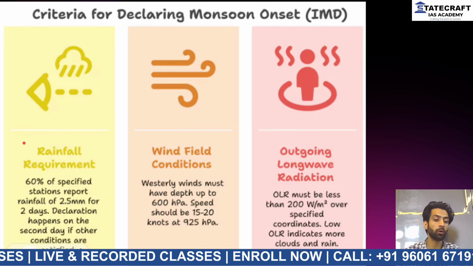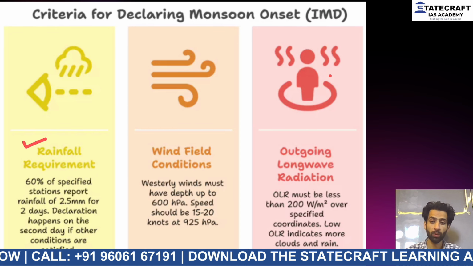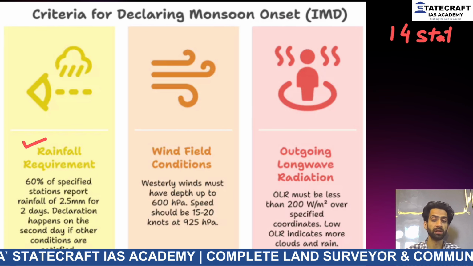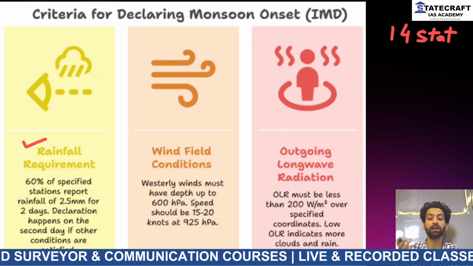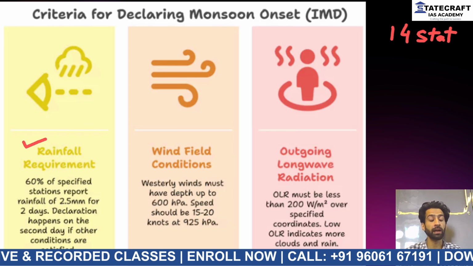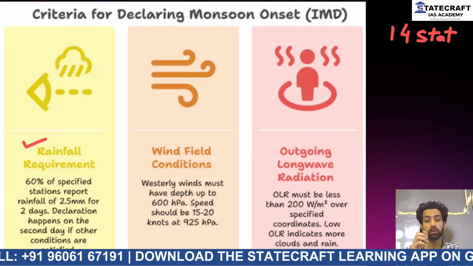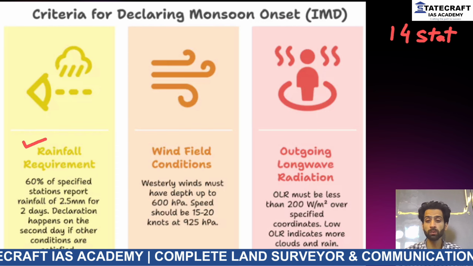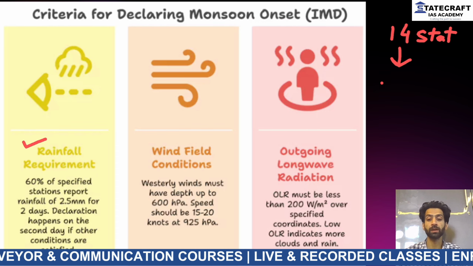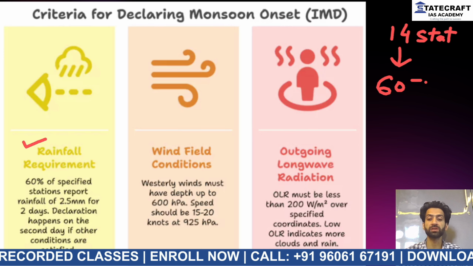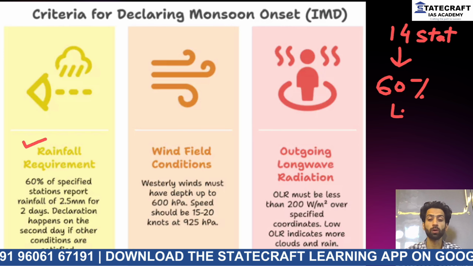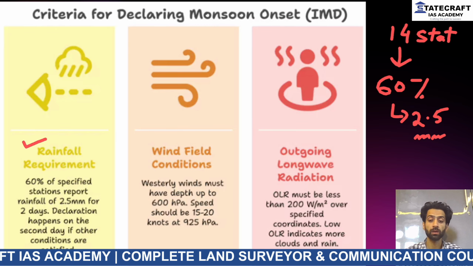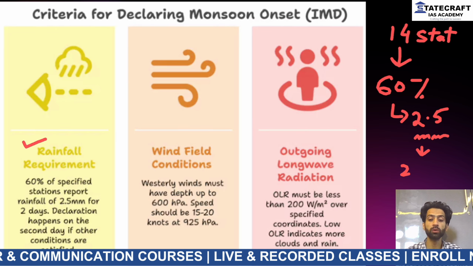Number one, rainfall requirement. What's that? We have a total of around 14 stations in South India. You can see them along the coasts of Kerala, Karnataka, Tamil Nadu, in Andaman, in the Lakshadweep. We have a total of 14 stations. So the first criteria that needs to be met is that out of the 14, at least 60% of the stations should receive rainfall of more than 2.5 millimeters, and that too for 2 consecutive days.